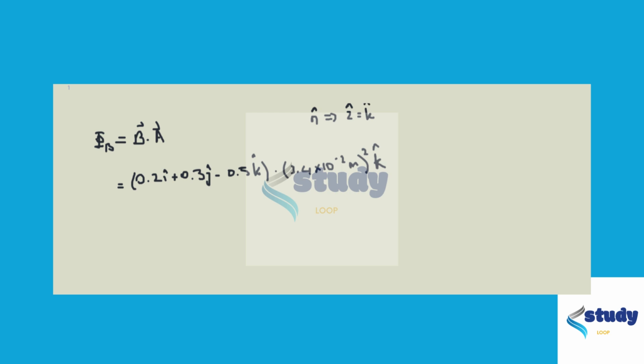Now we can basically do the dot product. Let's remember this means we're multiplying the first term with the first one, the second term with the second, and the third term multiplied by the k hat component. As you remember, i hat dot k hat is going to give you 0. j hat dot k hat is also going to give you 0. The only term that survives here is this multiplied by the area vector, because k hat times k hat is going to give us 1.